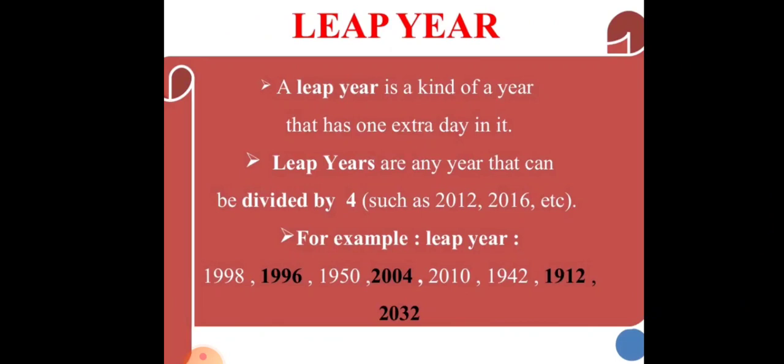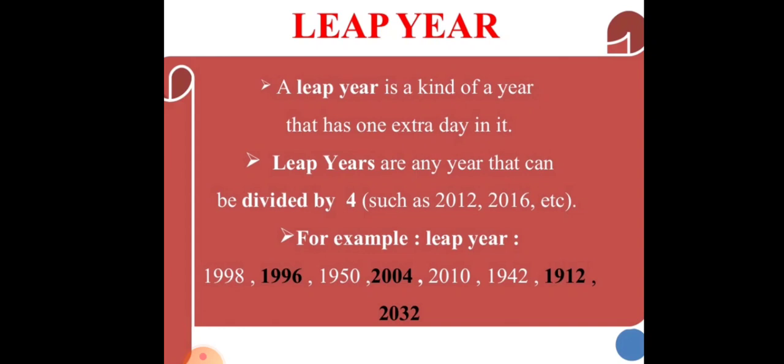What is a leap year? A leap year is a kind of year that has one extra day in it. The leap years are any years that can be divided by 4, such as 2012, 2016, etc. For example, a leap year is one which is divisible by 4. That means, for example, if we say 1996, 1996 can be divided by 4.